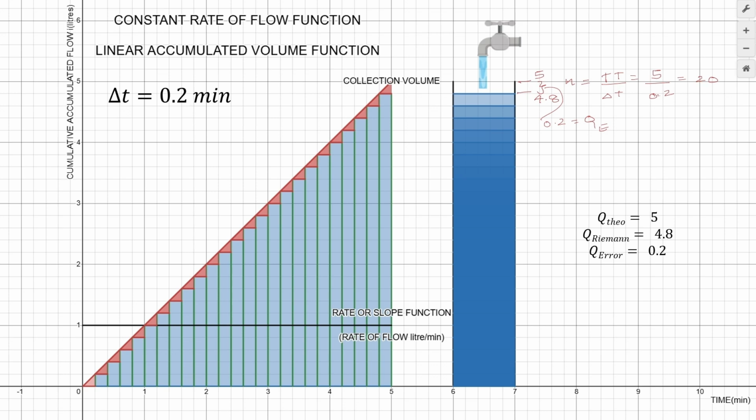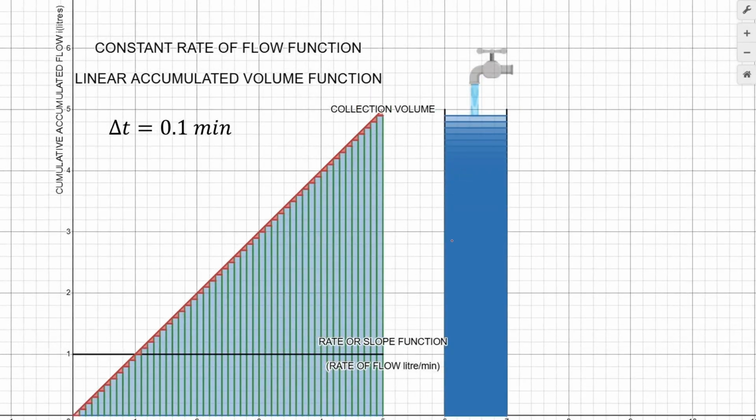Next, we can reduce the delta t to 0.1. We want to calculate the number of steps. I have 5 minutes, divided by 0.1, so I have to get the number of steps. 5 divided by 0.1 is equal to 50. So 50 divisions are there.